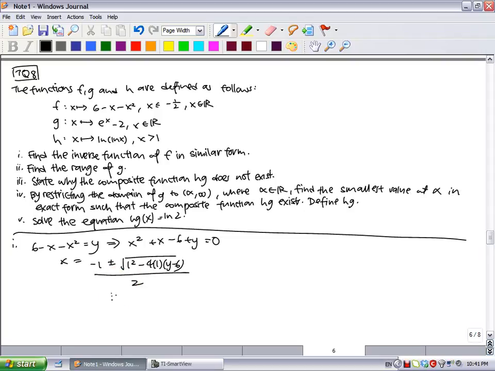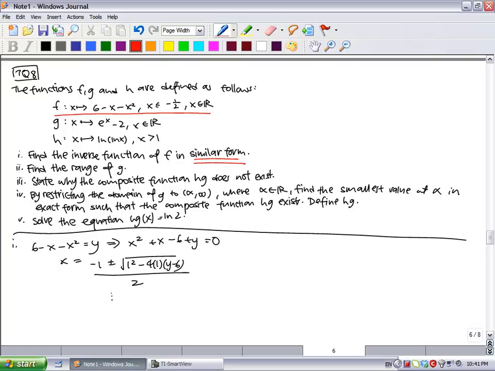The key point is that here they ask you to give them in similar form. Means you have to give them back in this form here exactly. F is such that x is mapped to 6 minus x squared, where x has to be less than or equal to negative half, and x is in the set of real numbers. Each and every symbol in this whole line notation actually has a meaning. Don't neglect the meaning.